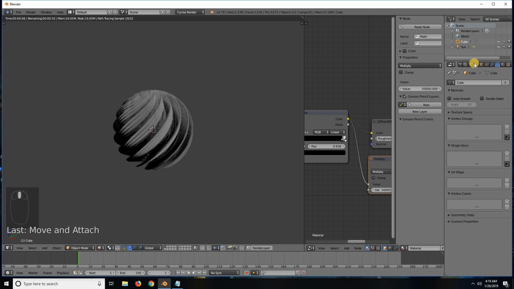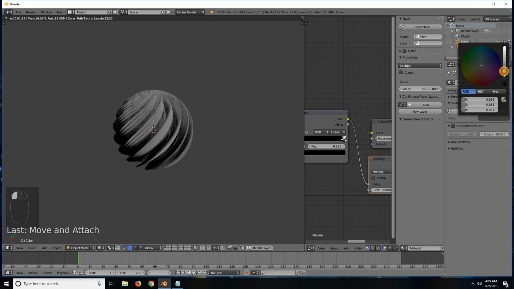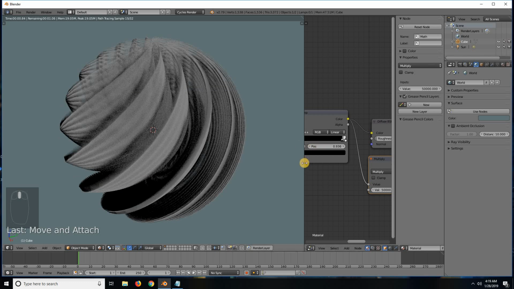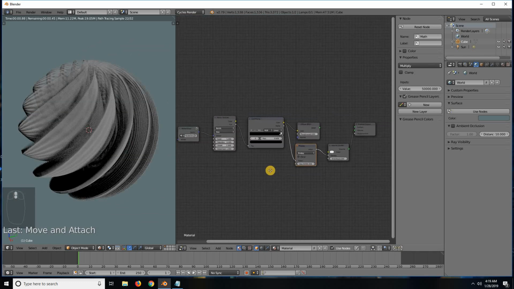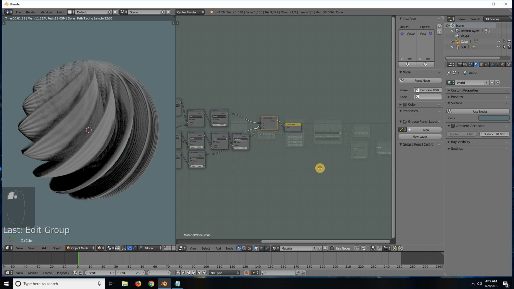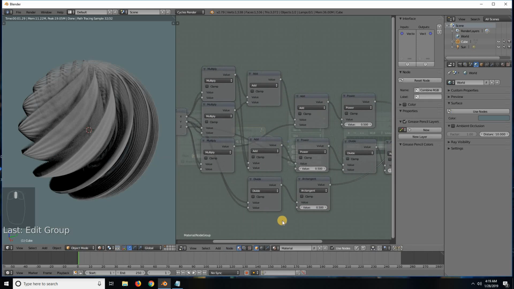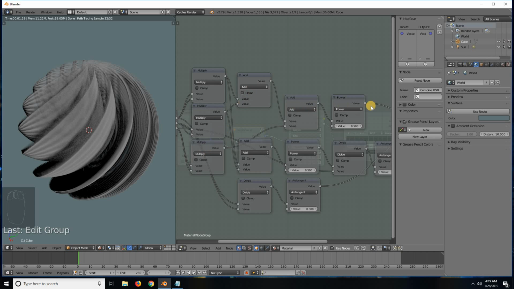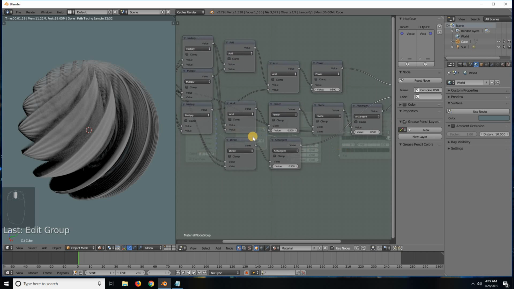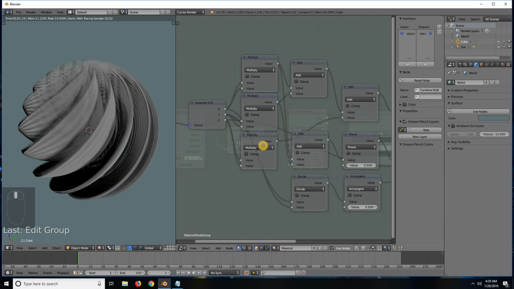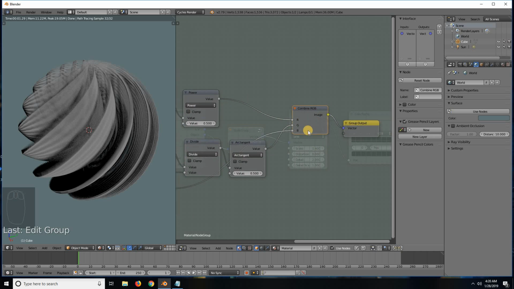But that is the 3D rectangular to polar coordinate node group. Kind of an interesting little node group, but again, can be very handy when it comes to making different things. One more time, we found the square root of x squared plus y squared plus z squared. Then we found the arctangent of the square root of x squared plus y squared divided by z. And then we found the arctangent of y divided by x. That's all it took. Had to separate it into x, y, z, and then combine it back basically into x, y, z.